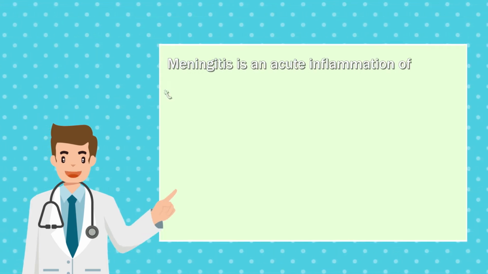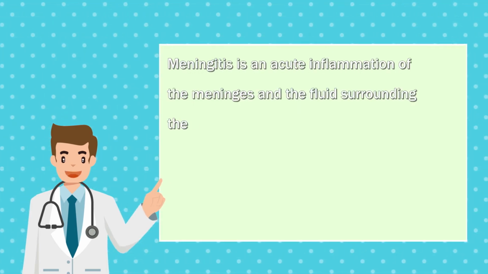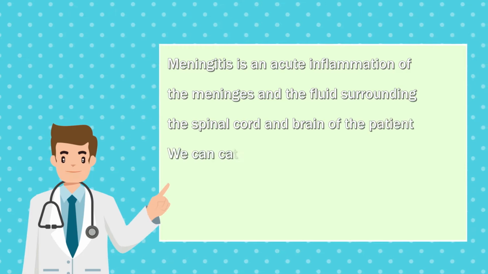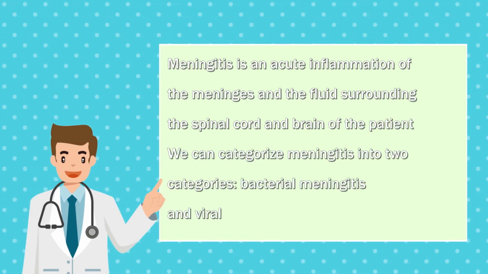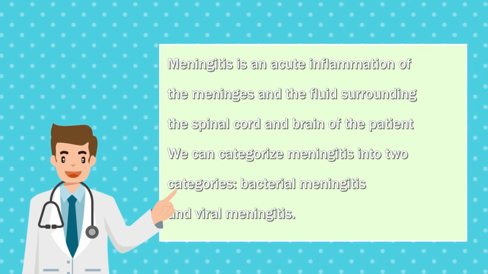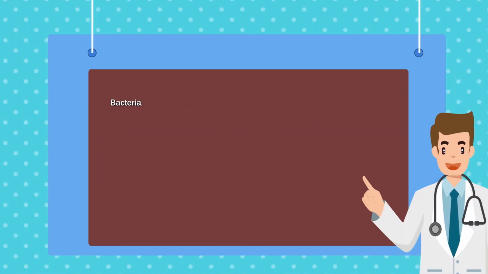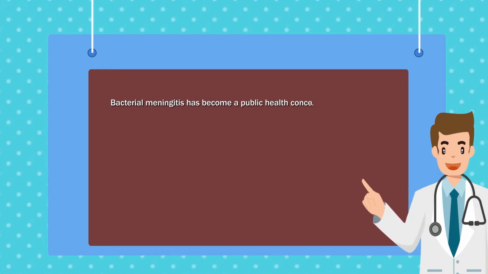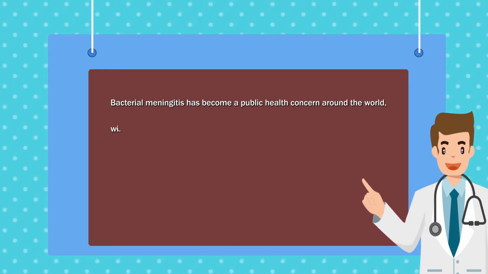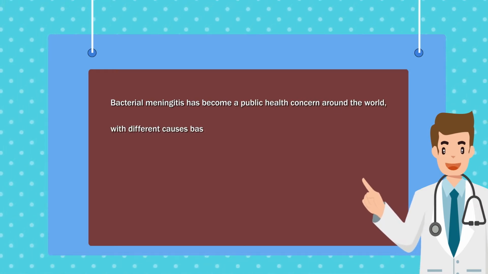Meningitis is an acute inflammation of the meninges and the fluid surrounding the spinal cord and brain of the patient. We can categorize meningitis into two categories: bacterial meningitis and viral meningitis. Bacterial meningitis has become a public health concern around the world, with different causes based on age and geographical location.